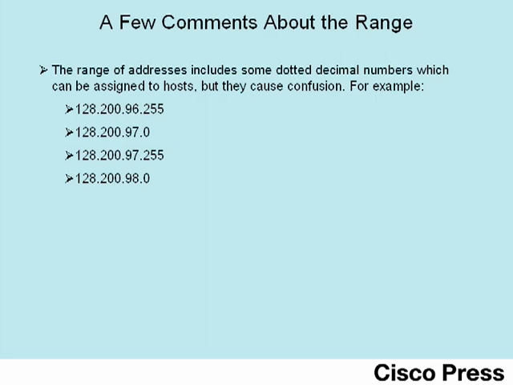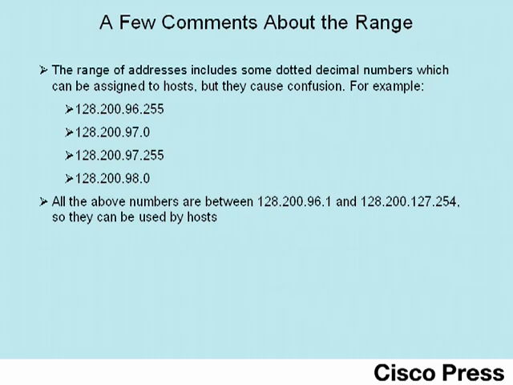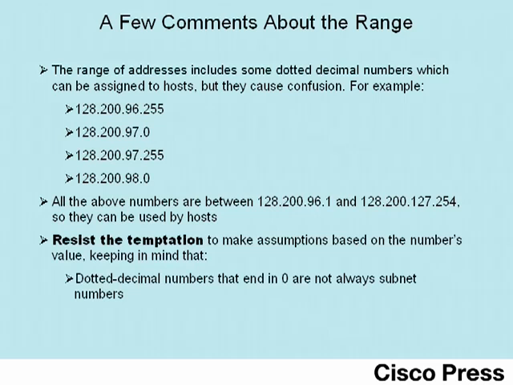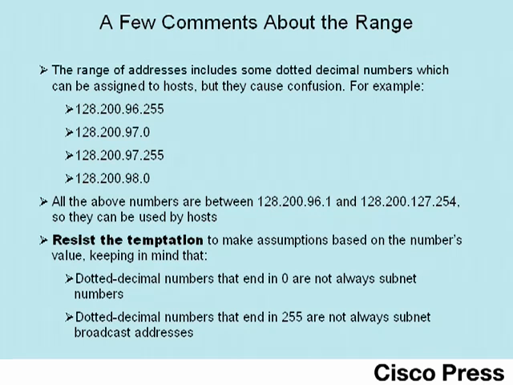Many people might look at those numbers and instantly think that the ones that end in 0 are subnet numbers and the ones that end in 255 are subnet broadcast addresses. Well, all these numbers are valid assignable IP addresses. You can configure them on hosts in the subnet that we just looked at, and they work just fine. So try to resist the temptation to make assumptions about dotted decimal numbers, particularly because not all numbers that end in 0 are subnet numbers, and not all dotted decimal numbers that end in 255 are subnet broadcast addresses.